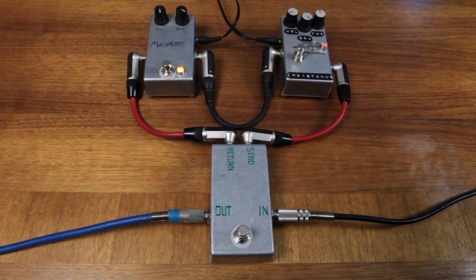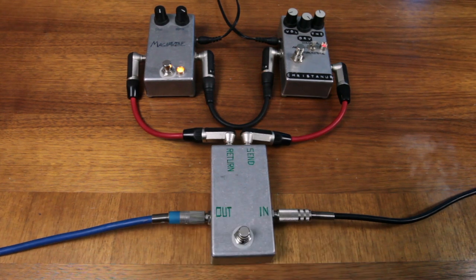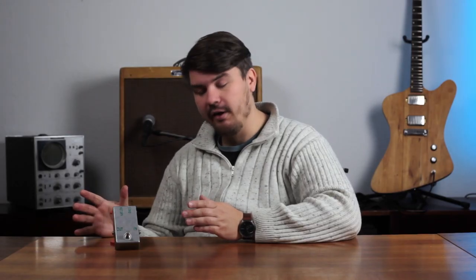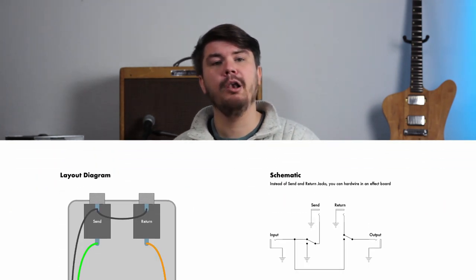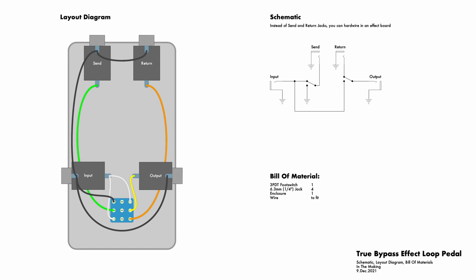But the most useful application is when you use it to switch a whole combination of effects on and off at the same time. If you want to build this pedal for yourself, I've put a link to the schematic, a layout diagram and bill of materials in the description below. It should cost you about $15 in parts and is an awesome and really useful beginner's project.